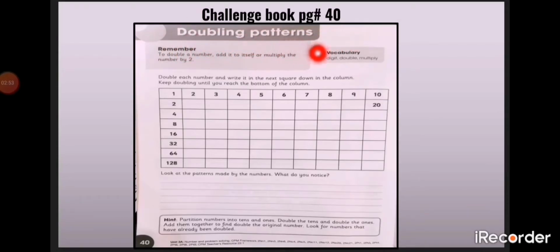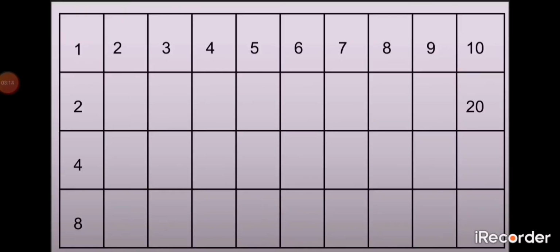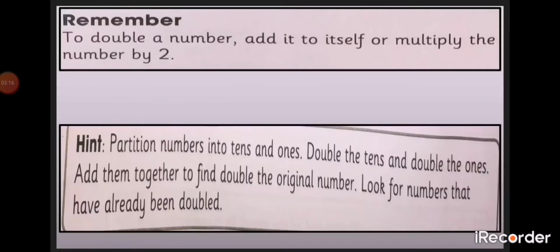Topic is doubling patterns. You can see here is a grid and there are columns here. Numbers are written here. We will find the doubles of each number present here in columns. And at the end, we will give the answer of the given question. I made the slides for you for this grid.